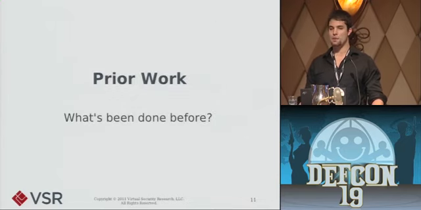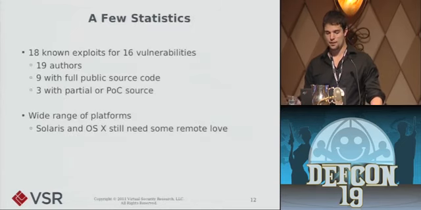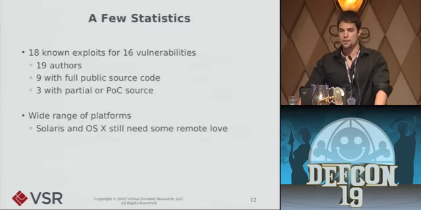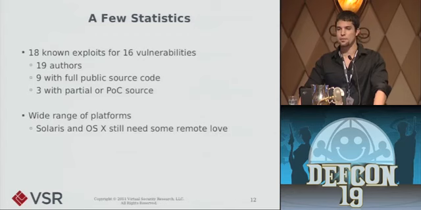So before I get into what I did, I thought it would be prudent to talk about what's been done before. So I looked up and researched every remote kernel exploit I could find anywhere. And I identified 18 exploits that have been talked about or published for 16 unique vulnerabilities. These were written by 19 people. 9 of them have full public source code, many of them Metasploit modules. 3 of them have partial or proof of concept source code, and the rest were discussed in detail at conferences without code.